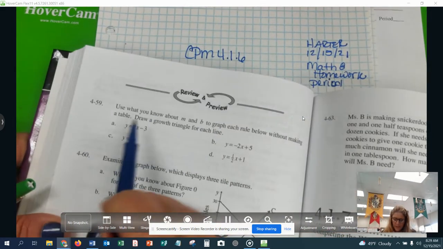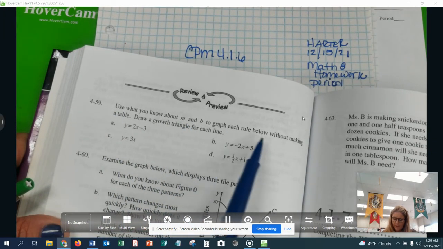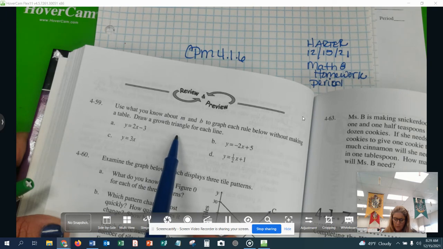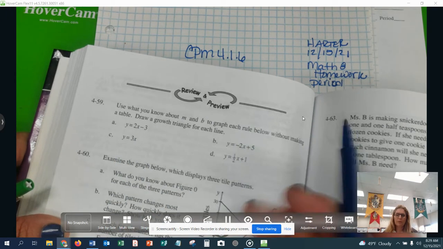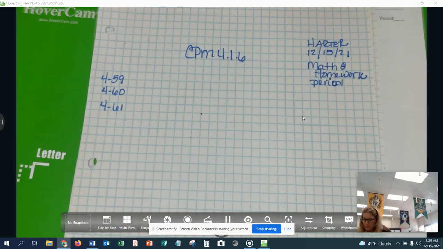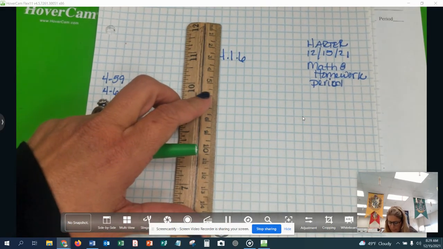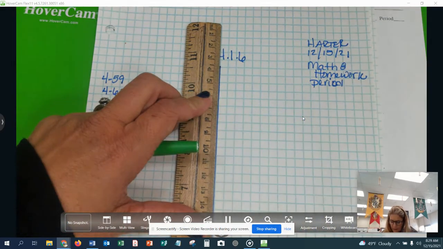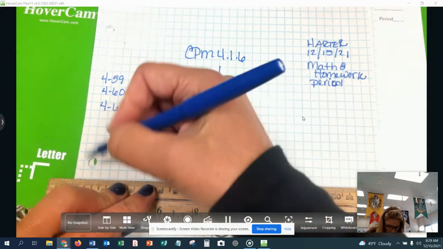On 4-59, they say use what you know about M and B to graph each rule without making a table. The growth triangle is the slope. They just want to use that phrase, and it's frustrating. So first off, for 4-59, just go ahead and make a graph like this. Just do one, because each one of them is going to be different.